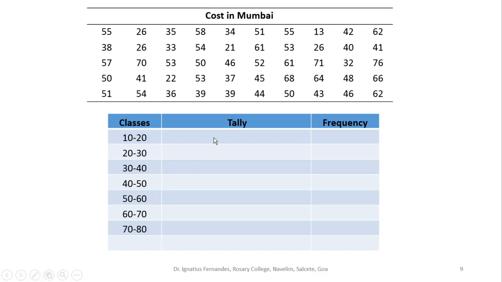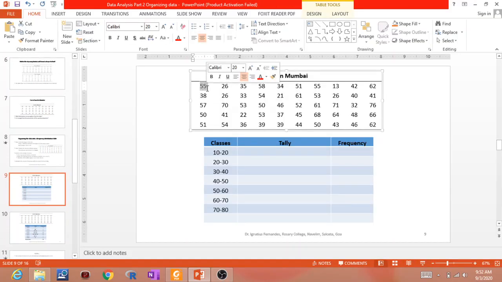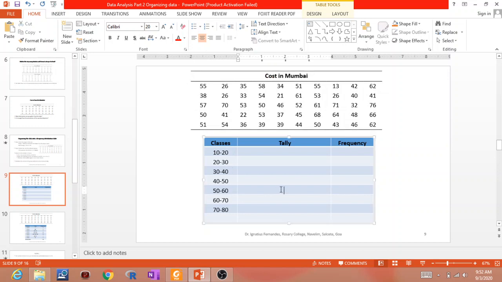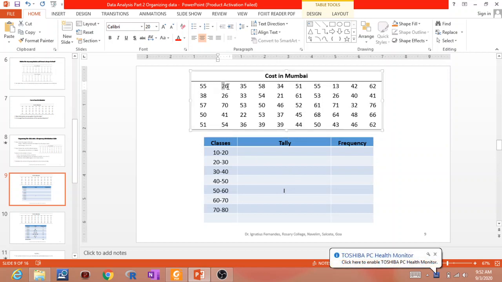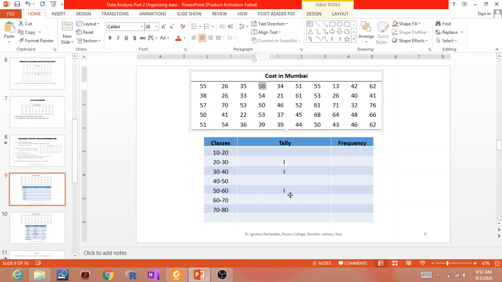Now once I know this, then I start putting these values in this table. Now I look at 55. Now 55 falls between 50 to 60. So what I'll do is I'll mark 1 here. Then I go to 26. Now 26 is between 20 to 30. So I'll mark 1 here. Then 35. 35 is between 30 to 40. So I mark 1. Then 58. 58 is between 50 to 60.